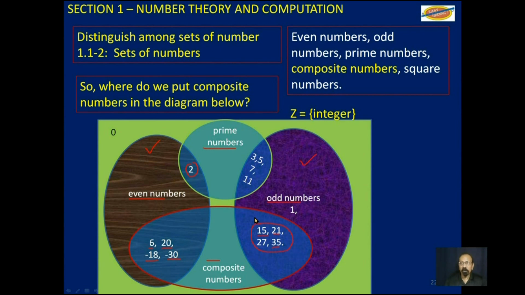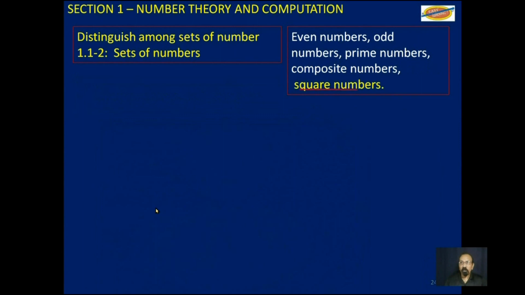Now remember, if a number is composite, it cannot be prime. And if it is odd, it cannot be even. So now we will go on to talk about square numbers. Well, what are square numbers?